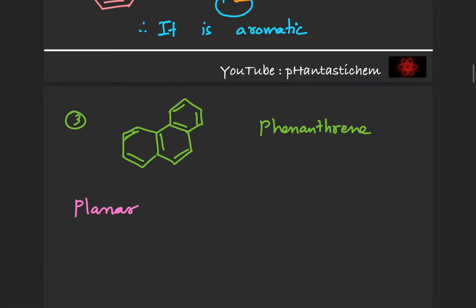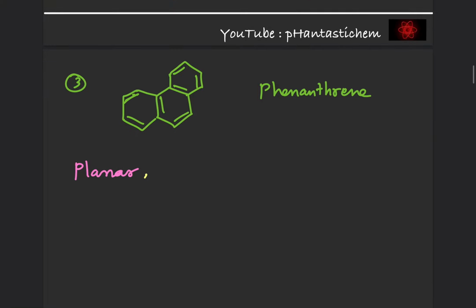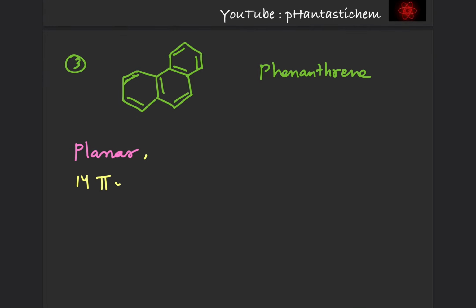How do I know that? Because every carbon is sp2 hybridized. If you look at every carbon, it is sp2 hybridized. So it is planar. And next observation, 14 pi electrons are spread over the entire structure: 1, 2, 3, 4, 5, 6, 7, 8, 9, 10, 11, 12, 13, 14. So 14 pi electrons spread over the entire structure.